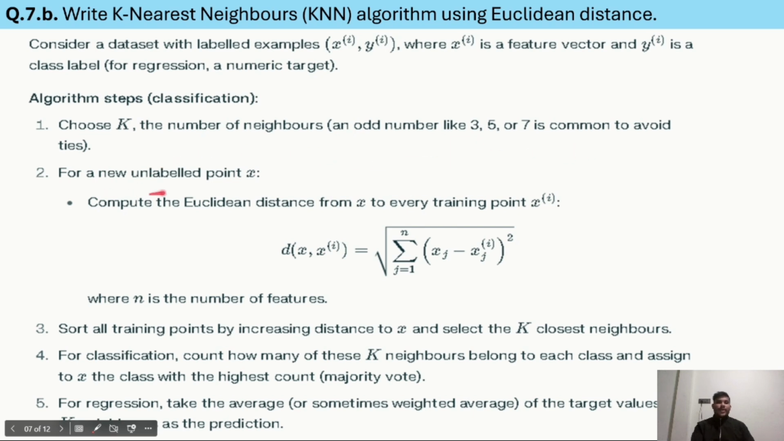For a new unlabeled point x, compute the Euclidean distance from x to every training point xi. d of x and xi equals the square root of sigma, j equals 1 to n, of (xj minus xji) whole square, where n is the number of features. Sort all training points by increasing distance to x and select the k closest neighbors. For classification, count how many of these k neighbors belong to each class and assign to x the class with the highest count, the majority vote. For regression, take the average, or sometimes a weighted average, of the target values of the k neighbors as the prediction.